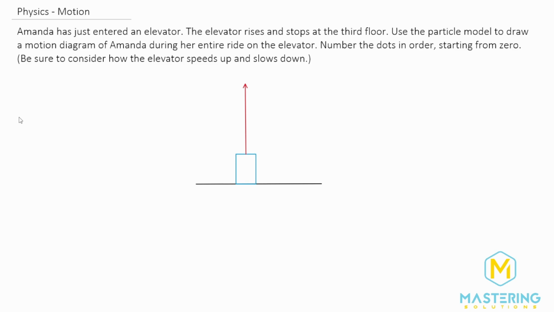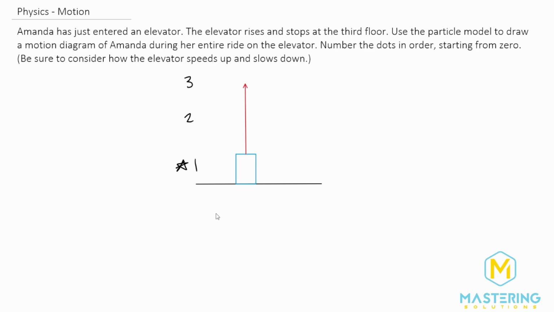Welcome to Mastering Solutions. In this motion problem, we'll be using a particle model to understand what is going on in the question. They have this person, Amanda, and they say that she enters an elevator and it rises up to the third floor. So I drew a little elevator here with the arrow going up to show that it's rising to the third floor. So we have floor number 1, 2, and 3. And they want us to draw the particle model of this.